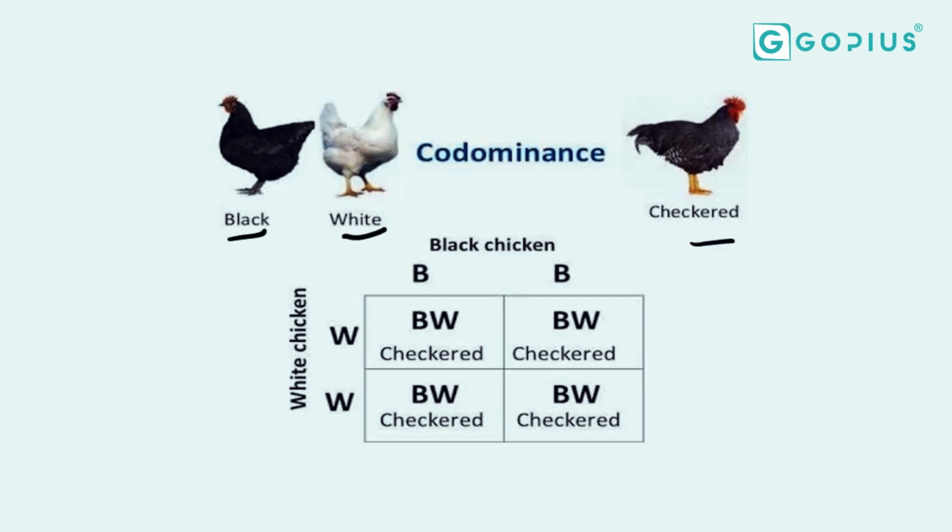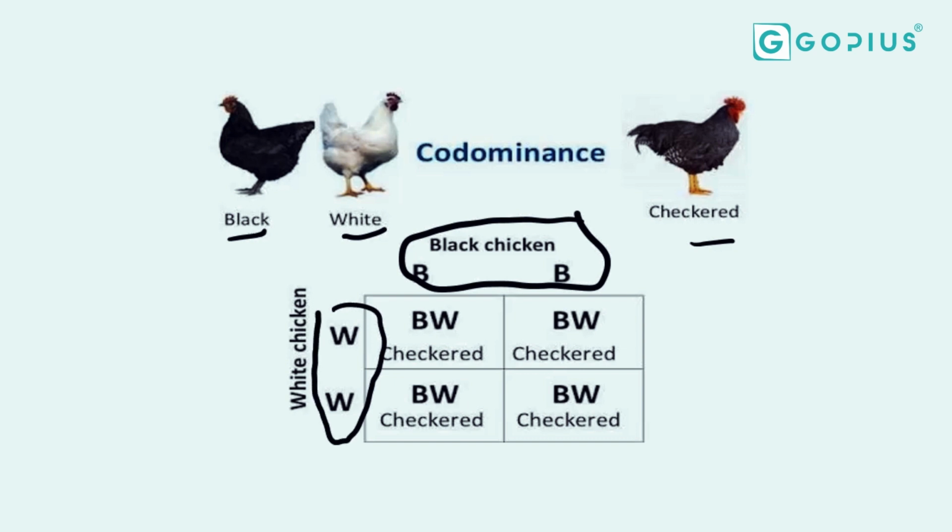The parents are a black parent and a white parent. So let's do the crossing. This is one parent, which is black. This is another parent, which is white. They are both dominant. This is homozygous dominant for black, and this is homozygous dominant for white. If you cross them together, the first progeny or offspring is checkered. Checkered, checkered, and checkered. So the F1 generation is all checkered.